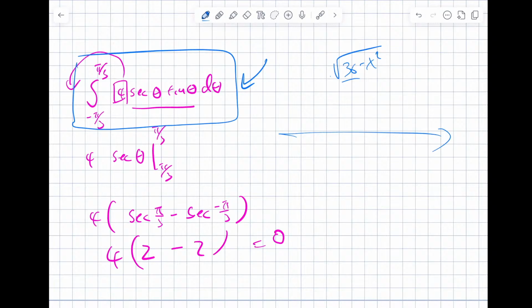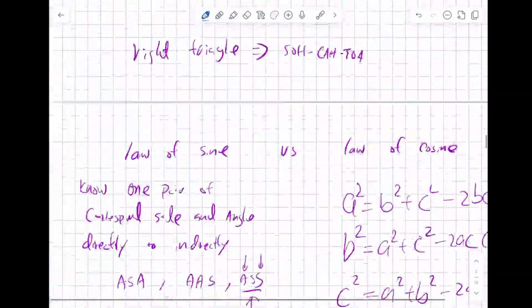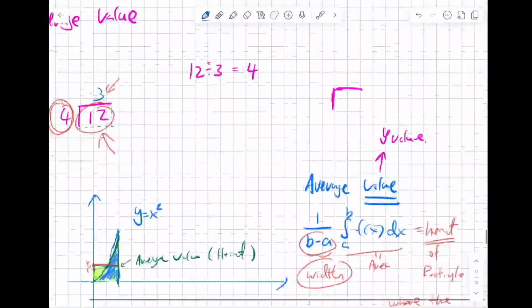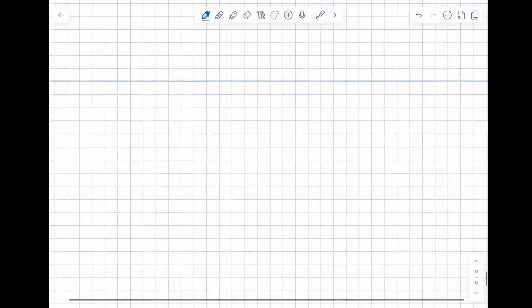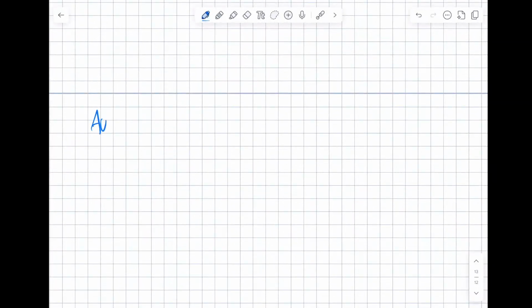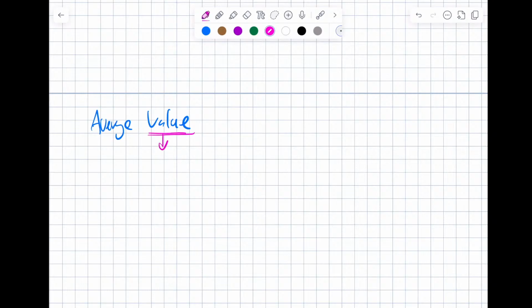Okay, so can we talk about today's stuff? Today's stuff is really easy, just average value. Now, always think about average value: every time I say value, I always think about y value. Instead of thinking value, it's always y value.